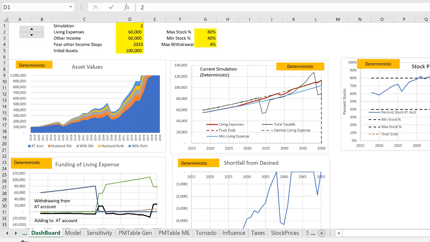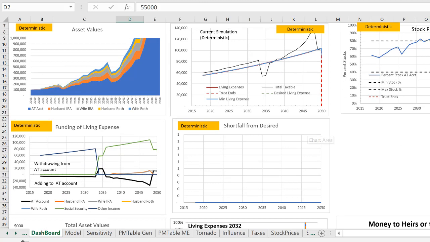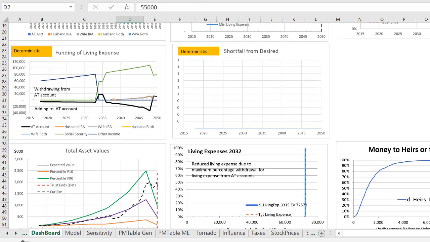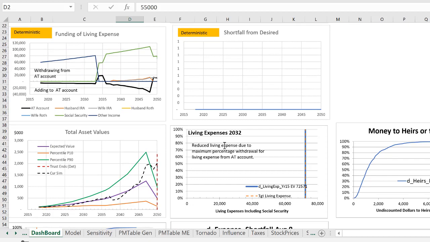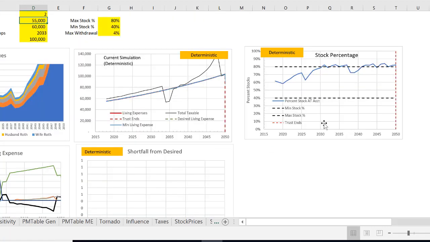Here we are again, back to our base case, simulation 2, and 60,000 of living expenses desired. Can we help ourselves if we were to reduce our living expenses to $55,000? In this particular simulation, we eliminate all of our shortfall. And in 2032, we have no shortfall. It's a vertical line here. And our money to heirs has actually gone up to 1.4. I think we had 1.1 before. So that looks pretty good.